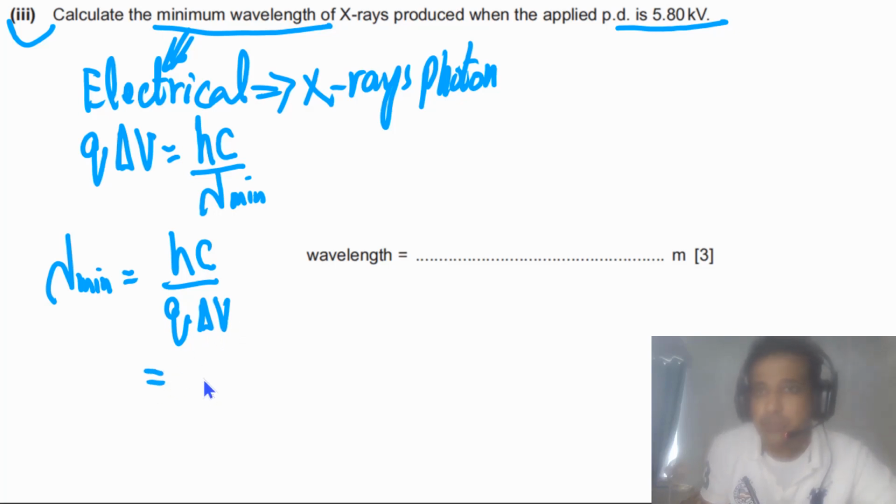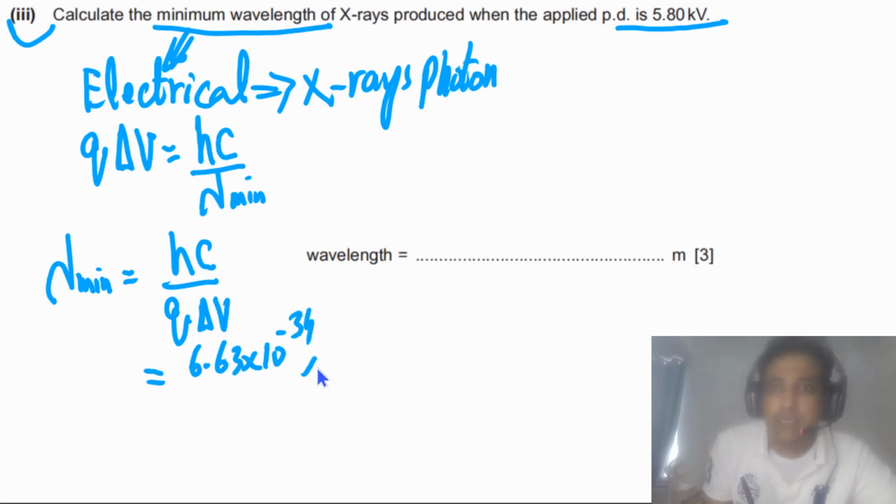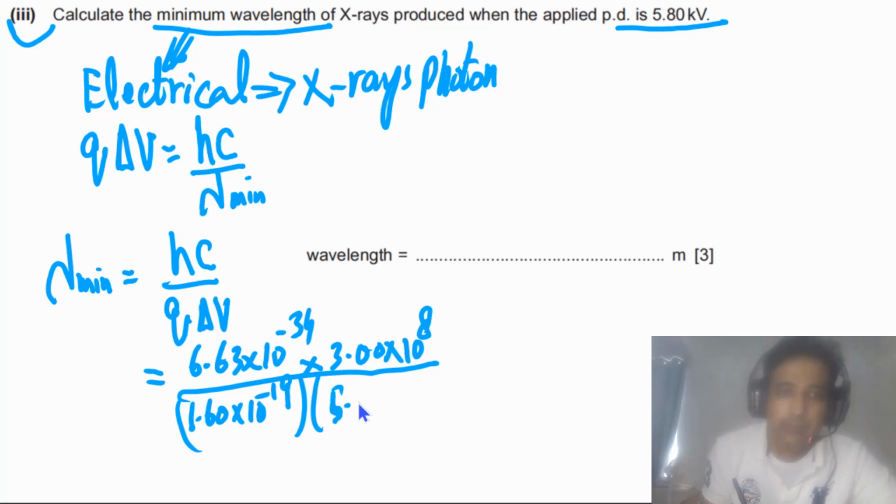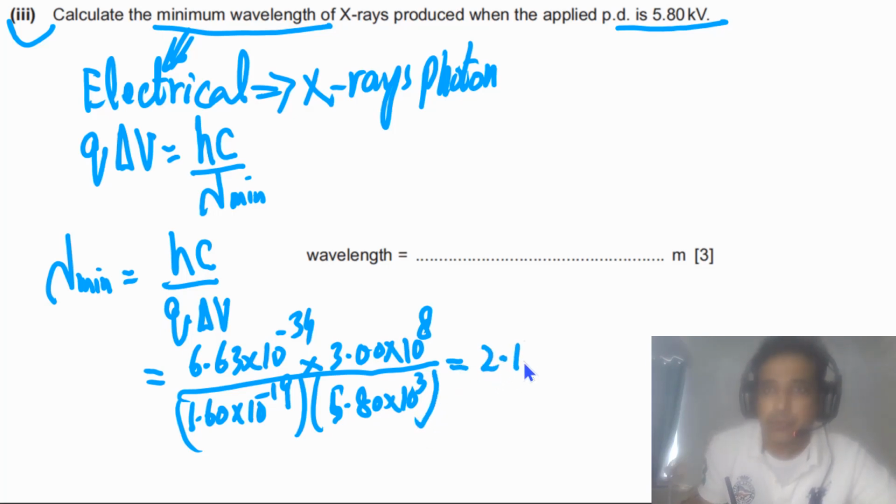h is Planck's constant, and the value of Planck's constant is 6.63 times 10 to the minus 34. Then c is also a constant, its value is 3.00 times 10 to the 8, divided by Q. Q is the charge on a single electron, 1.60 times 10 to the minus 19 coulombs, and the potential difference is 5.80 times 10 to the 3 volts. Now if we simplify this, we will get our final answer, 2.14 times 10 to the minus 10.